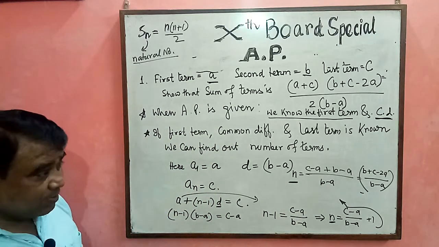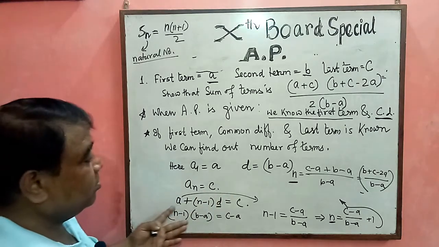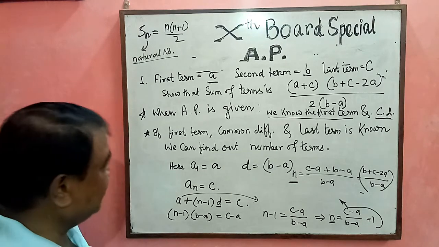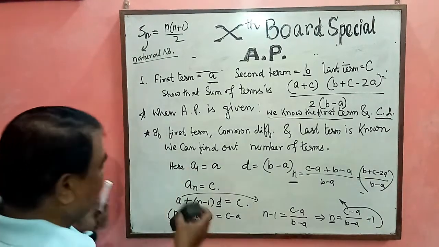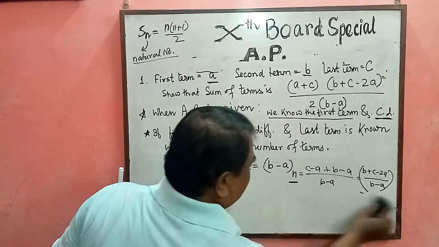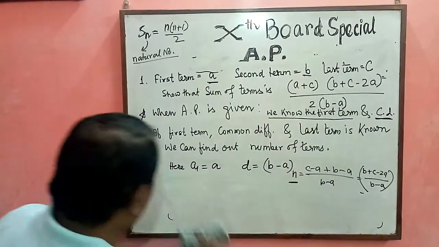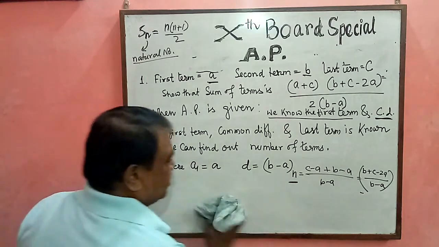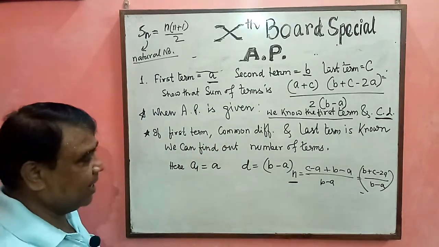Now last term is known, first term is known, n is known. So we know the sum. Sn is equal to, now we have Sn. It is very easy to prove this type of problems. Once first term, second term, last term are known, we know all the things, A, D and n.